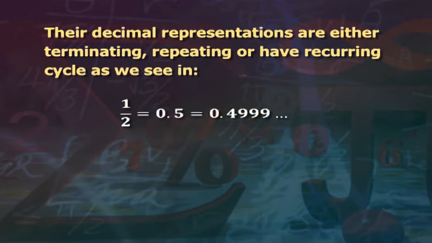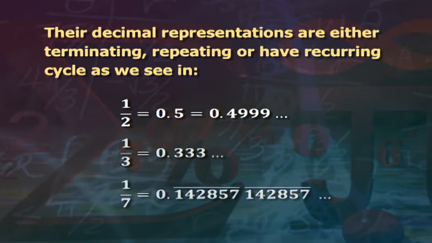1/2 is equal to 0.5, which is same as 0.4999, and so on. 1/3 is equal to 0.333, and so on. And lastly, 1/7 is equal to 0.142857, which recurs infinitely often.